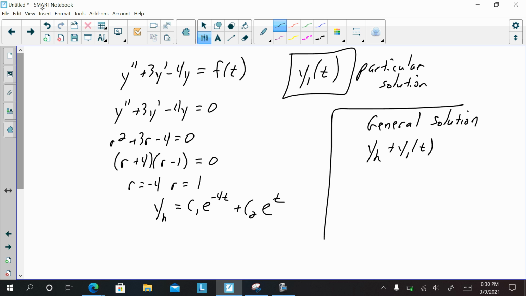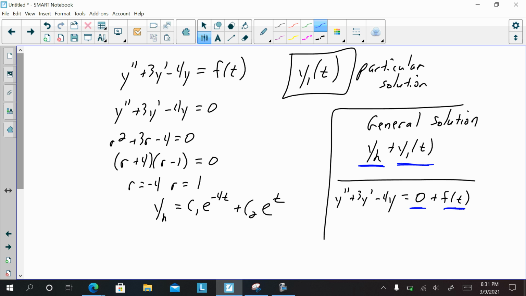So real quickly, let's look to see why this is the case. This is because of the superposition principle. So our differential equation, we could write the right side as 0 plus f of t. So y sub h is the solution when the right side equals 0. Y sub 1 is the solution when the right side equals f of t. So if we have the sum of the homogeneous plus the particular, then our overall solution will be the homogeneous solution plus the particular solution. In this case, our solution would be our homogeneous solution, plus we call our particular solution y1 of t because we don't know what the actual function is.